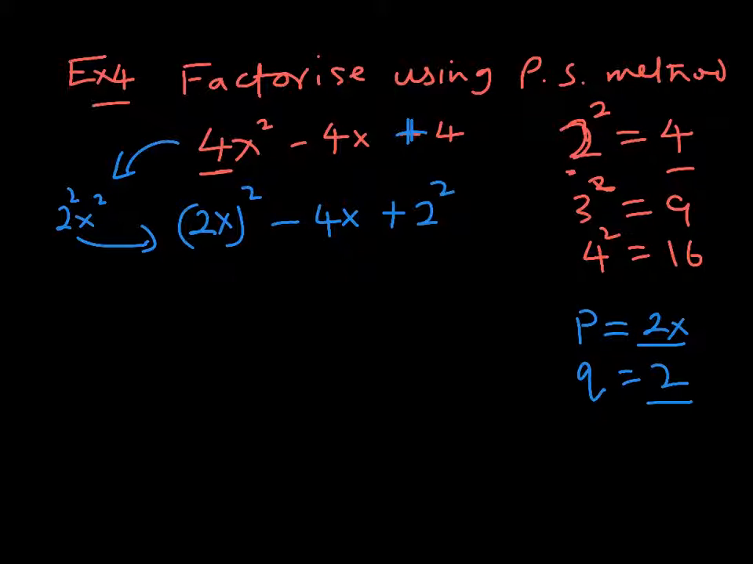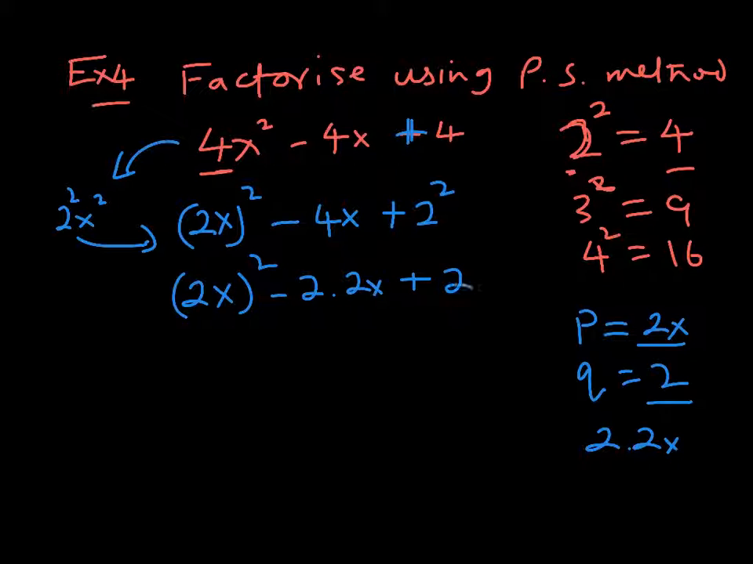So now we can go ahead and check the middle term. Is the middle term in the form of 2 times 2x times 2? That's what we want to find out. So this is (2x) squared minus 2 times 2x times 2 plus 2 squared. Now we see that the middle term is in the form of 2 times p times q. So this is a true perfect square. So we go ahead and factor out. We know our p, we know our q. What is p? 2x. What is q? That is 2.